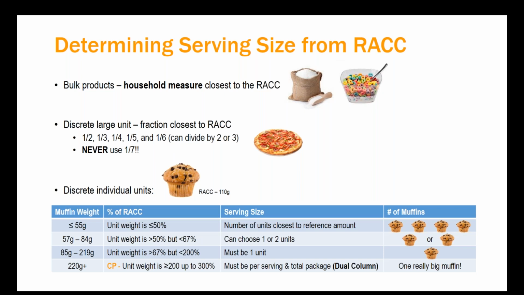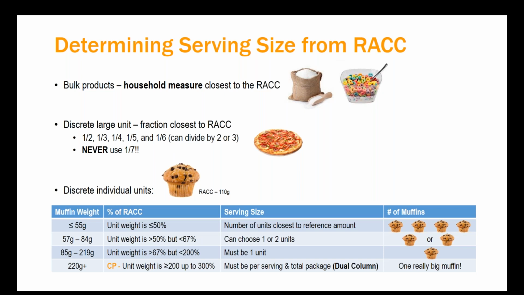And then, to get a little bit more complicated, this is where a large chunk of products that we provide nutrition facts panels for specifically fall, and that's under discrete individual units. So what the FDA has done is they've set aside these thresholds and percentage ranges of the RACC. So wherever your unit weight falls in those percentages, that's how you're going to determine your serving size. So again, when I mentioned before that you can't just pick your serving size, this is very applicable to these products. So we're going to walk through using a muffin as an example.